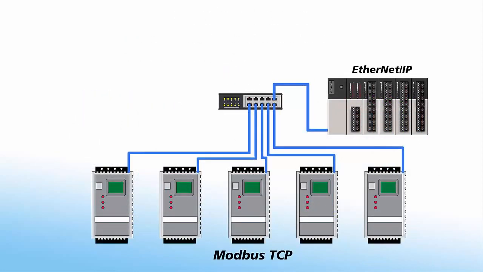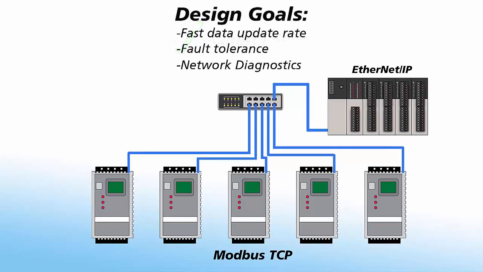For our last example, we have a PLC that needs to talk to 5 drives that use a different protocol than the PLC. In this example, the PLC talks Ethernet IP and the drives talk Modbus TCP IP. Modbus TCP IP doesn't use I/O message communications, so we'll need to use client-server communications. The PLC will have to be a client as the drives will be server devices. Our design goals here are high speed, fault tolerance, and communication diagnostics in the PLC.